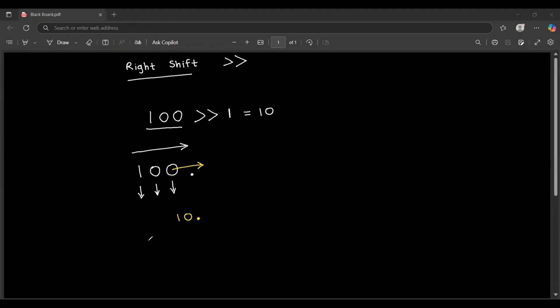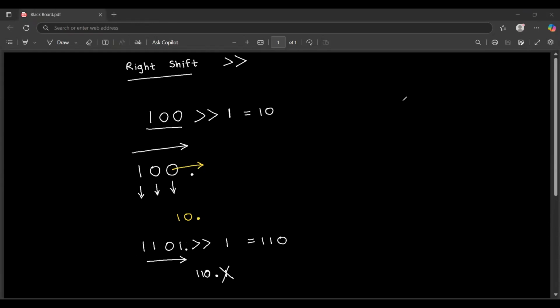So what if you have something like 1101? What will be the output? Well, the output will be 110. Why? You are moving the number in this direction, and you are moving it by 1 place. So the point is here. Since you are moving the number, it becomes 110.1. And we know this one is discarded. So finally we have 110.